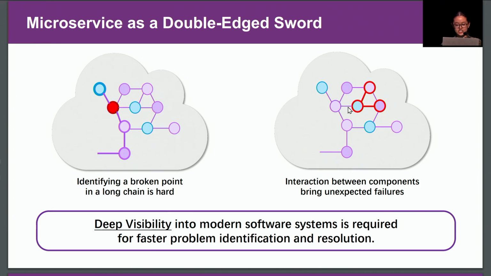First, the invocation chain is longer and more complicated, making it much harder to find the broken point in it. Besides, the complex interaction between components that originally work well may also bring some new unexpected failures. Therefore, we need deep visibility into modern systems for faster problem resolution.